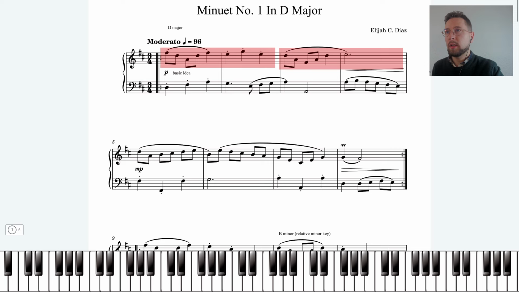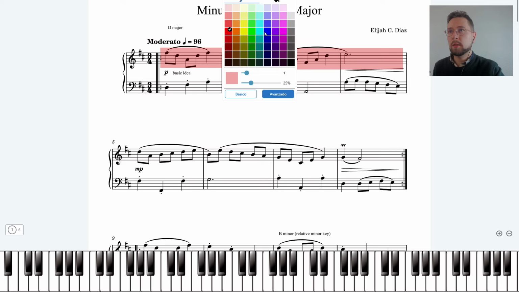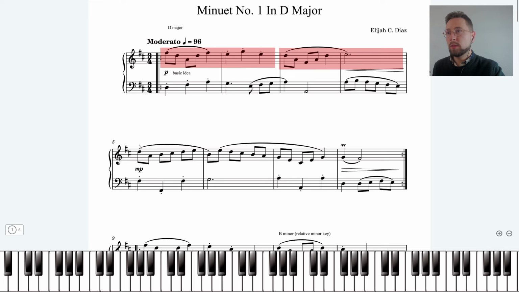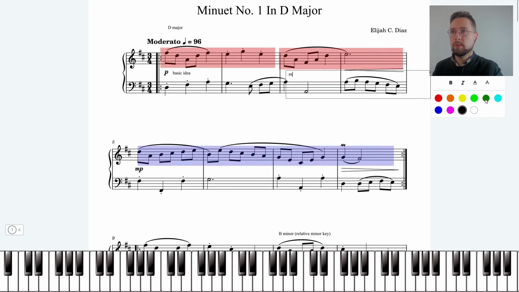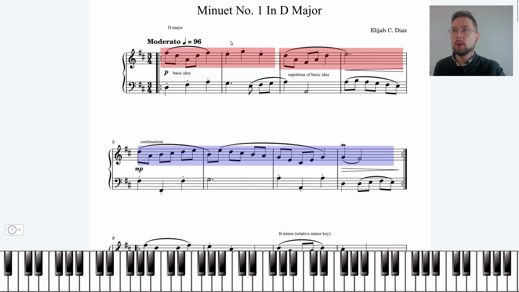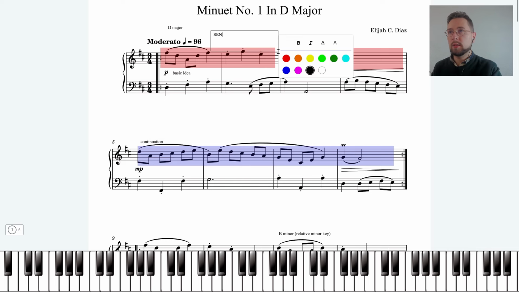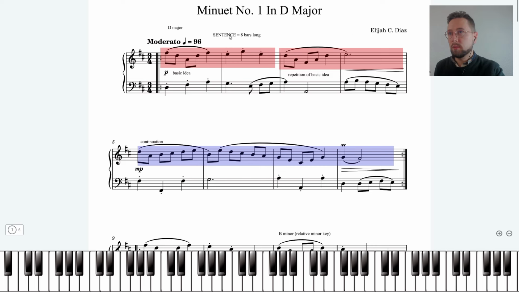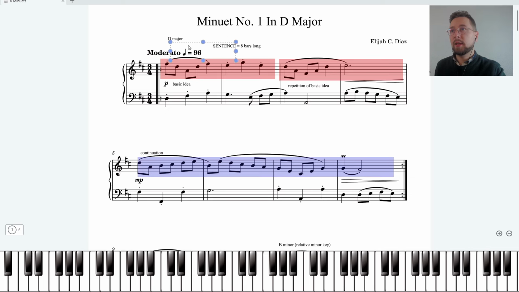So the contrasting idea is based around the same similar concept, but mostly it's a continuation that features a cadence. So that's the repetition of the basic idea, and then we have the continuation. That would be what we call a sentence. So this is a sentence that's 8 bars long, and it's non-modulatory. It features D major at the beginning, and it goes to the dominant.